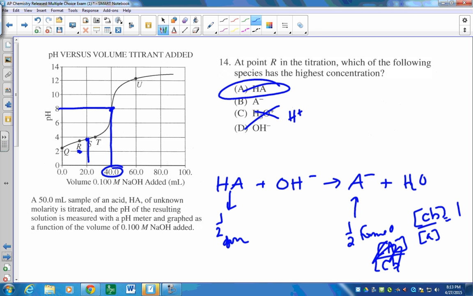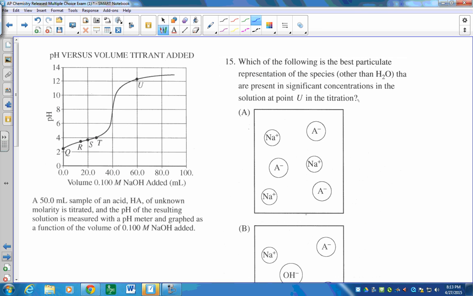And then I did 1 per page, and then 15, I put this on every page. What's going on at U? Well, U is on this side, so 20 mils more. So all of the acid is gone. And so you have this weak acid, and then you have sodium hydroxide, and then it turns into some sodium salt and water.